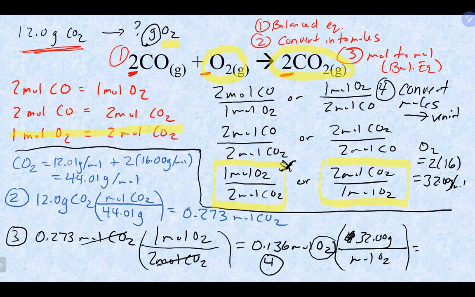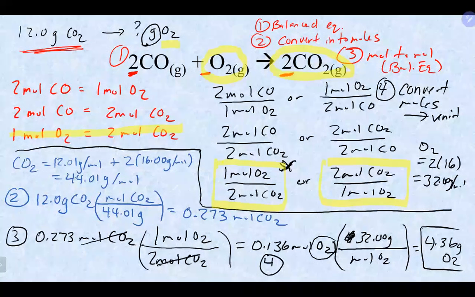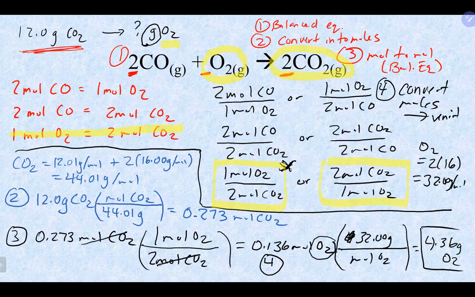4.36, I think. So we would end up needing 4.36 grams of O2 in this case. So basically what this says is if we want to produce in this reaction 12 grams of CO2, we would have needed to put in there, whatever we just got there, 4.36 grams of O2 for this reaction to produce that many.